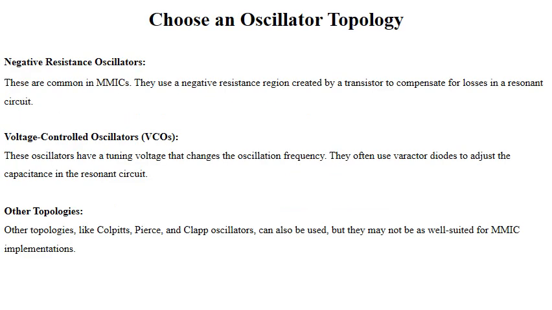So now, time comes for choosing an oscillator topology. There are two major topologies. One is the negative resistance oscillator, another one is the VCO, voltage controlled oscillator topology. And there are also other topologies like Colpitts, Pierce, and Clapp oscillators that can also be used, but they may not be suited for MMIC implementations.